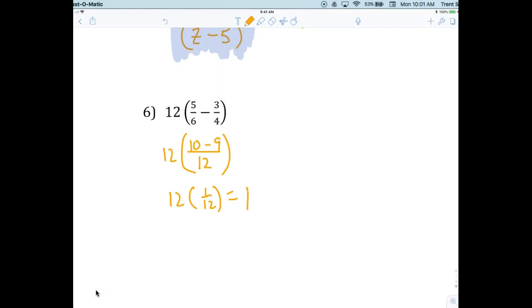Which is 1. All right, it's not an equation. You're just multiplying 12 times 1/12. And 12 times 1/12 is 1. All right? Simple.